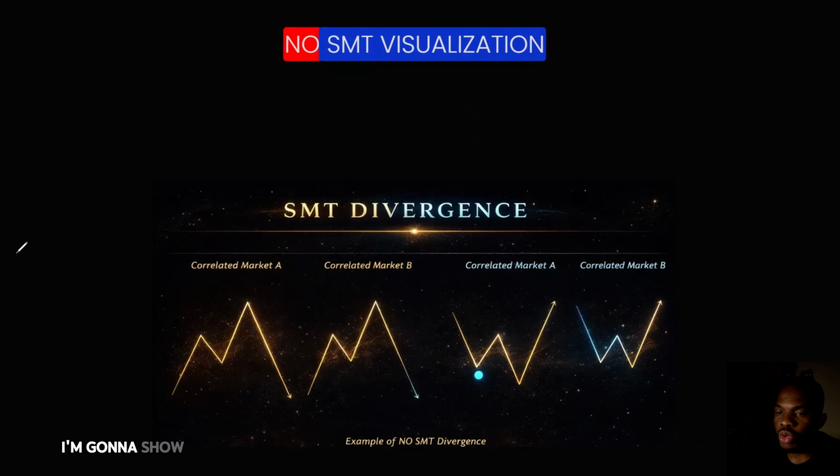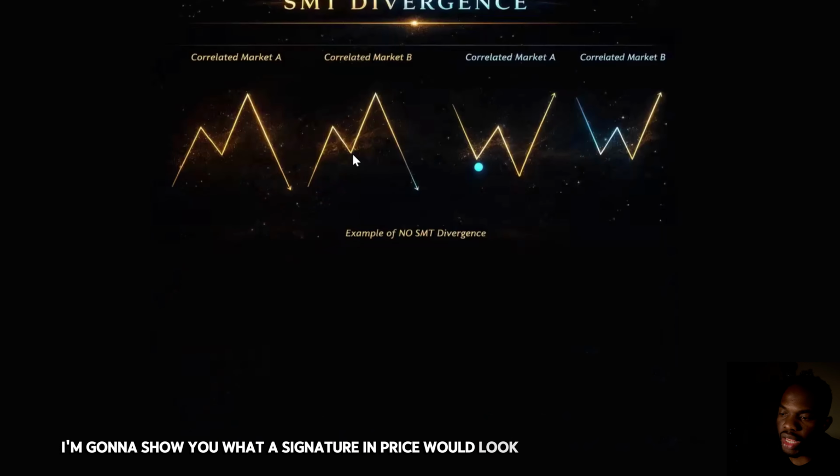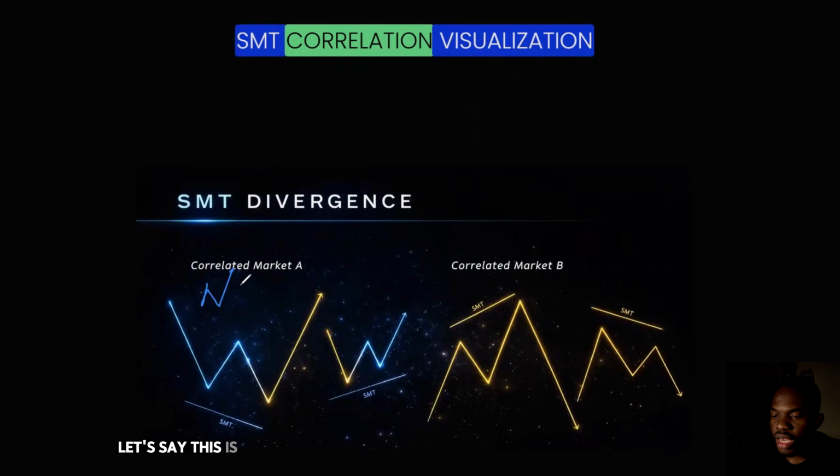The next step, I'm going to show you what a signature in price will look like with SMT. Let's say this is NQ right here, and let's say this is ES, okay?